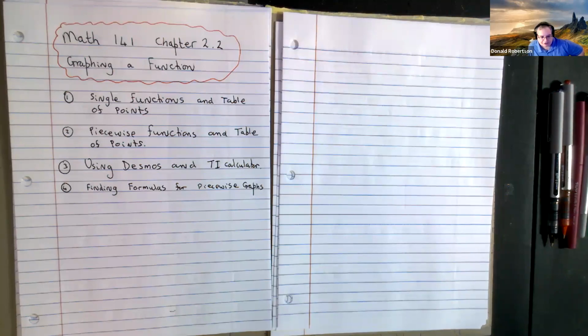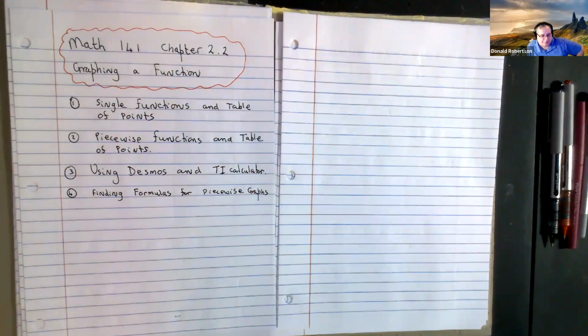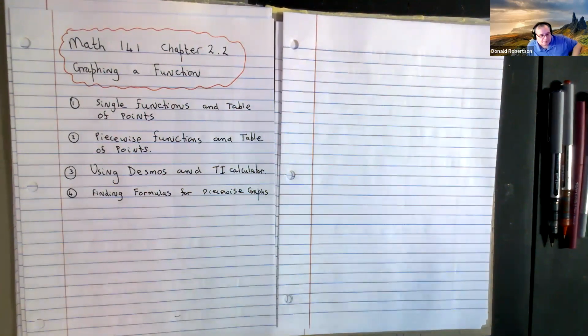And then we move on to piecewise functions, which are functions that are basically broken into two or more pieces. For different values of x, you use a different formula. We're going to look at those, and we're also going to do those with a table of points. And those are not easy. Those are quite messy.